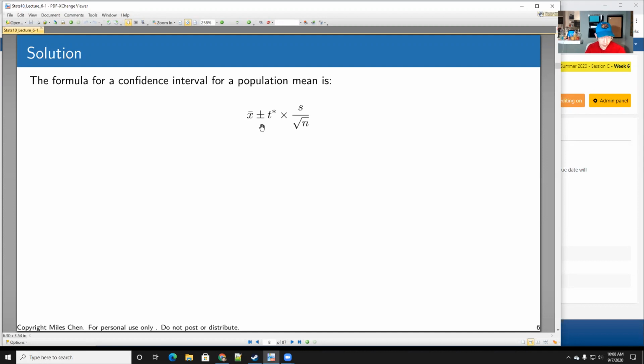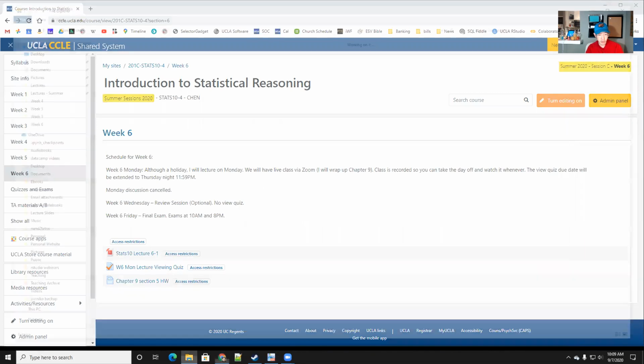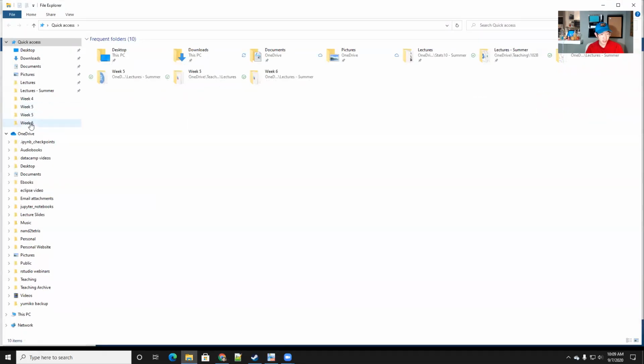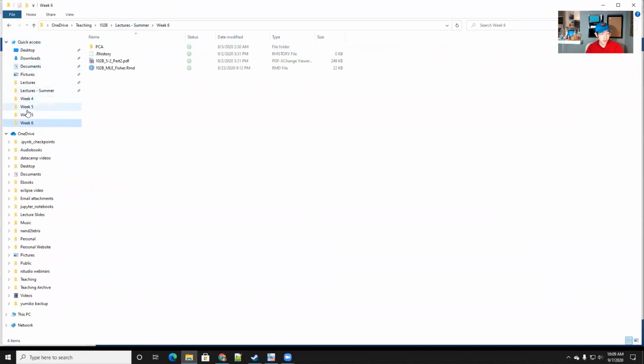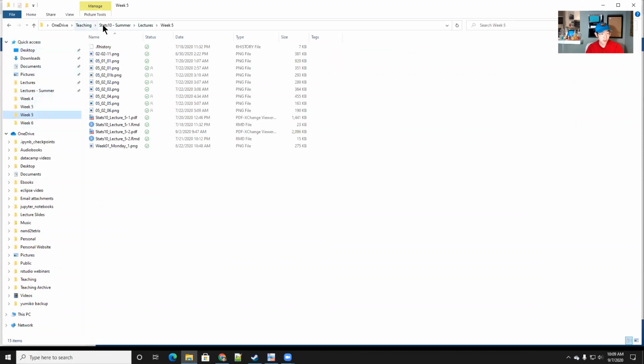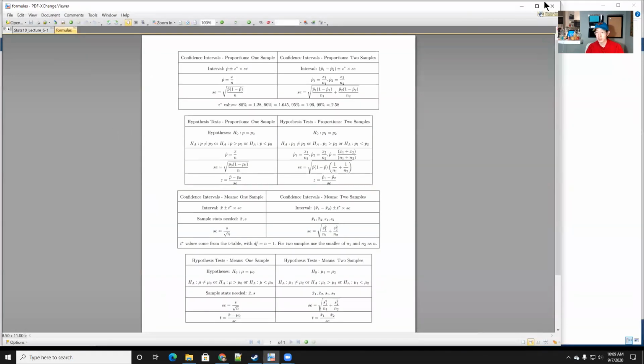I will post a resource on CCLE. I've got a formula sheet that could be helpful for you guys. Okay, so I will share this document.